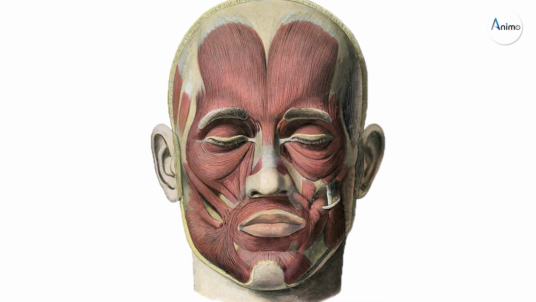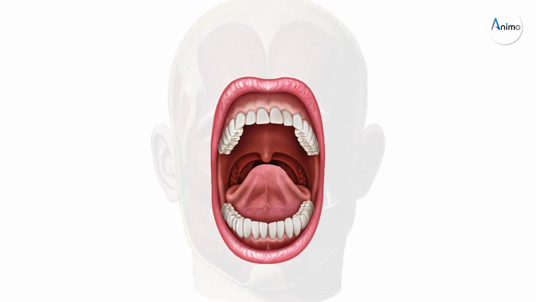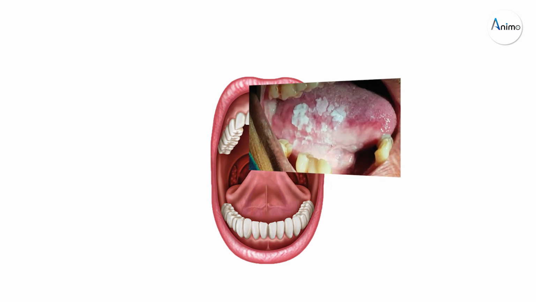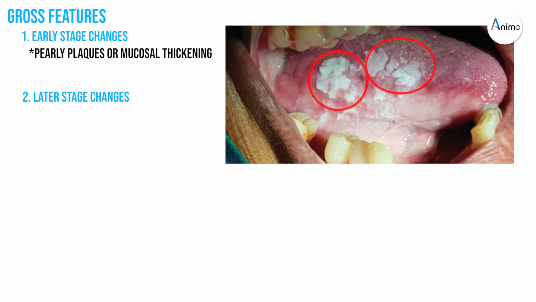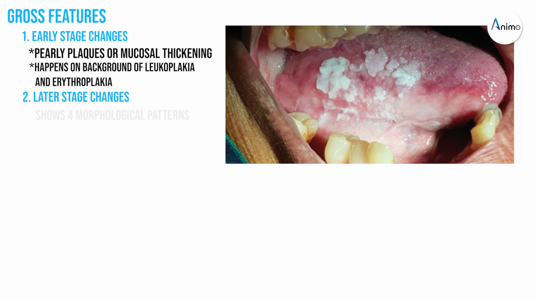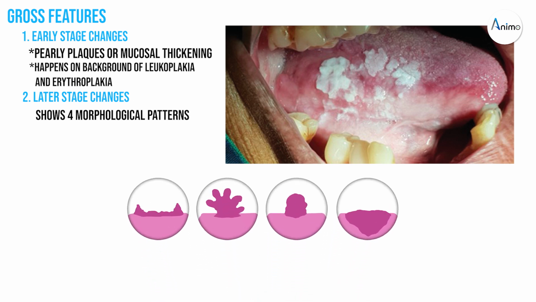Now let's talk about the gross features of this squamous cell carcinoma. It is divided into two stages, the early stage and the later stage. In the early stage, there are pearly plaques or mucosal thickening which happen because of leukoplakia and erythroplakia. In the later stage, the dysplastic cells in this leukoplakia and erythroplakia progress into four morphological patterns. So here are these four morphological patterns of squamous cell carcinoma.